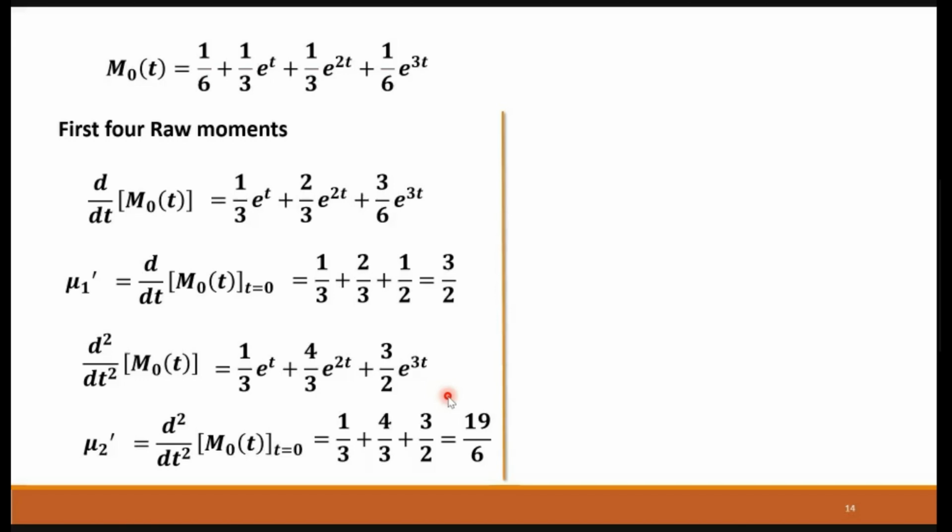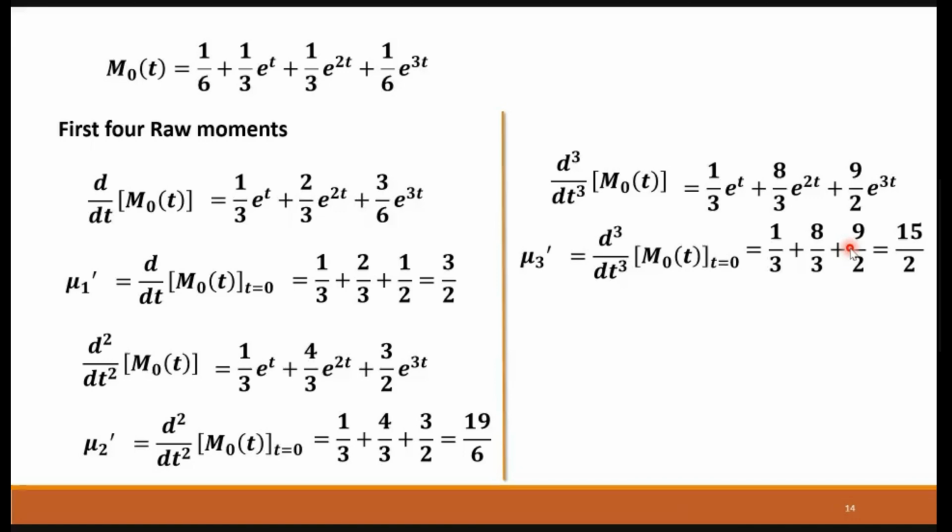कौन सा 15/2? The next one. अच्छा, mu3 you're saying ना next one. Okay, we'll see that. So mu3 derivative क्या हो जाएगा? Again खाली constants में change होंगे. यहाँ पे 4 into 2 यहाँ पे 8 हो जाएगा. 3 into 3 यहाँ पे 9 हो जाएगा. फिर से put t equal to 0. So 1/3 plus 8/3 plus 9/2, 15/2. ठीक है, 15/2.